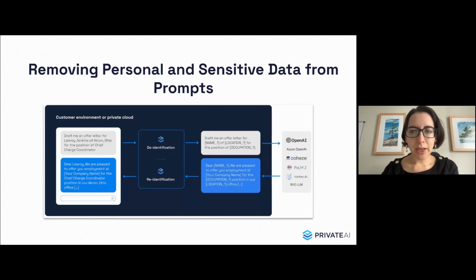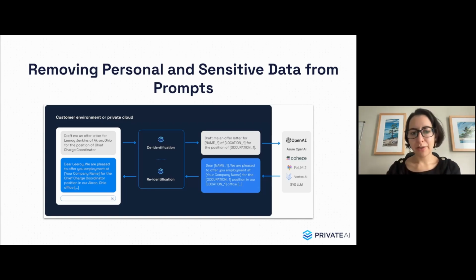And when you're looking at removing personal information from the prompt aspect of it, if you're wondering about usability, the really interesting thing about unstructured data is that there's a lot of value in the content around the personally identifiable information. So in this case, we're de-identifying the prompt, sending "draft me an offer letter for name 1 of location 1 for the position of occupation 1" that's being sent to your large language model of choice. And that re-identification process happens in the response.